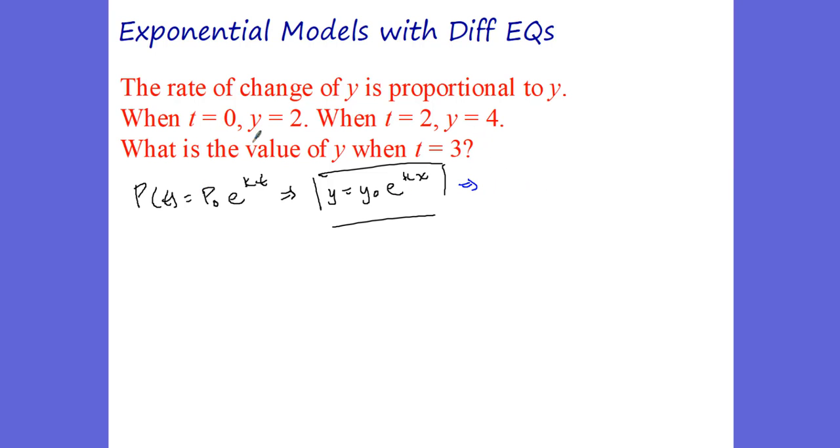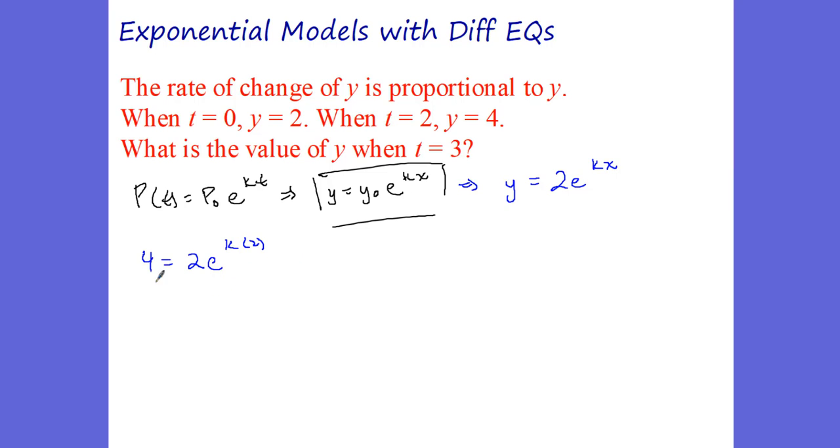But now I've given you values, which means we know what my particular solution would be. We know that when x is equal to 0, y is equal to 2, which means that is y naught. So we have y equals 2e to the kx, and our initial value is 2. They also told me that when x is equal to 2, y is equal to 4. So we have 4 equals 2e to the k times 2.